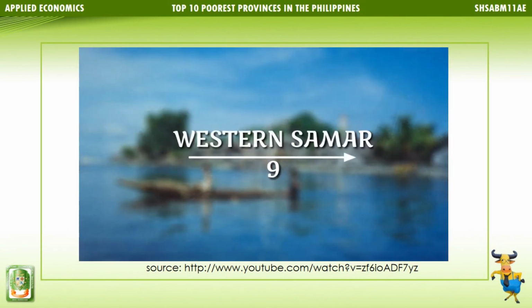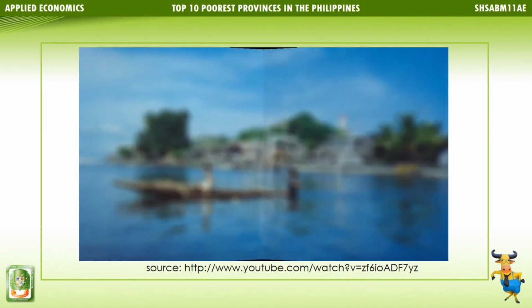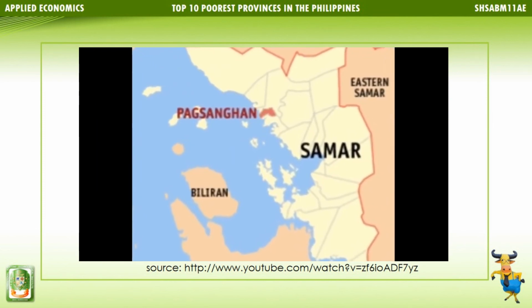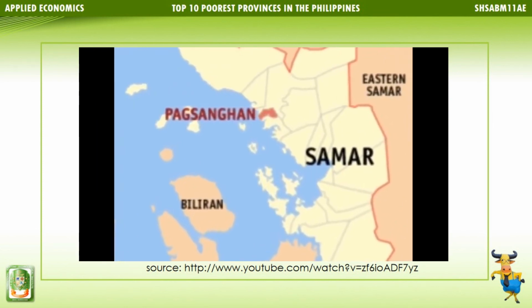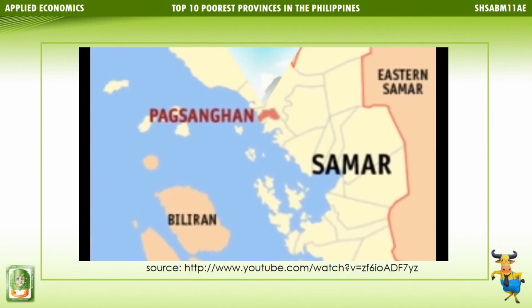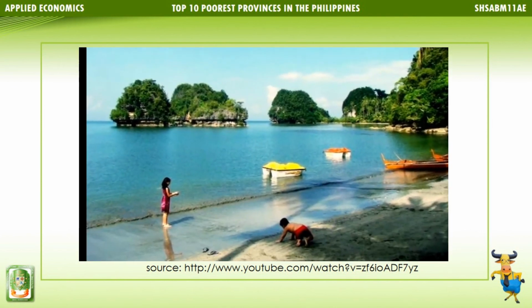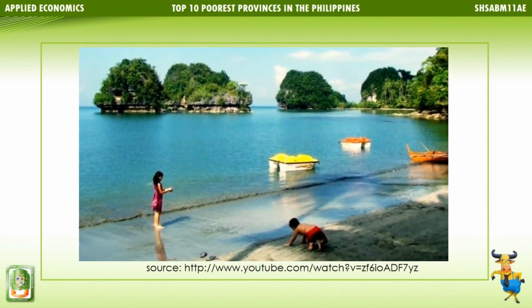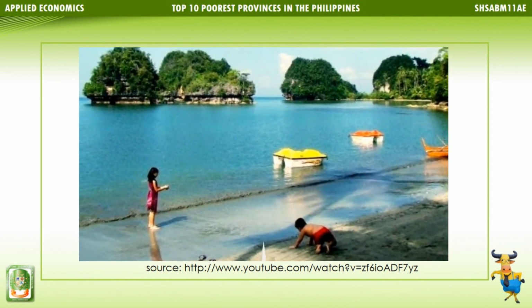Number 9. Western Samar. 3 in every 10 families in Eastern Visayas are poor. Western Samar is another new entry in the list of the poorest provinces in the country, with 43% incidence of poverty. This province has been prone to natural calamities and pests, doubly burdened by the anti-people policies passed by the Duterte administration and the intensified militarization.